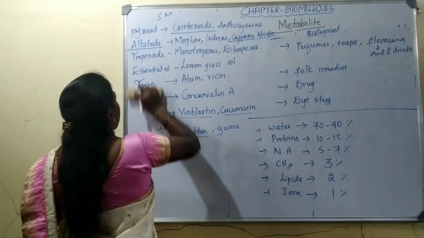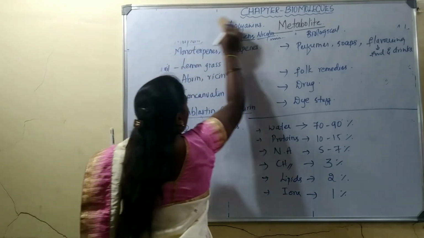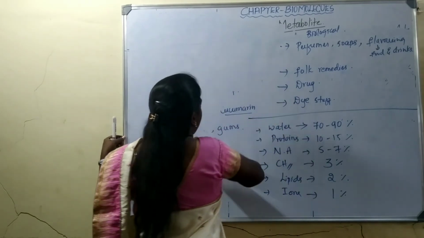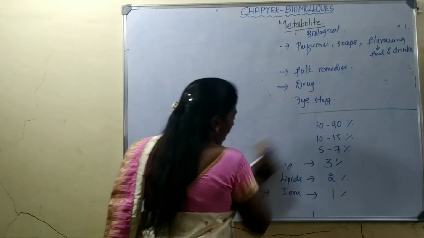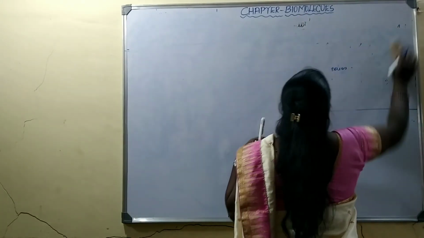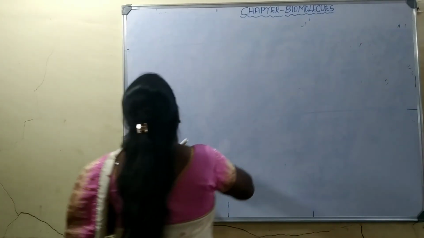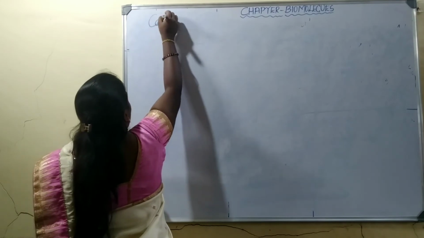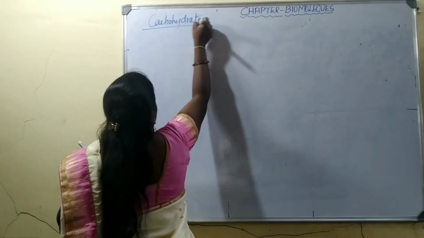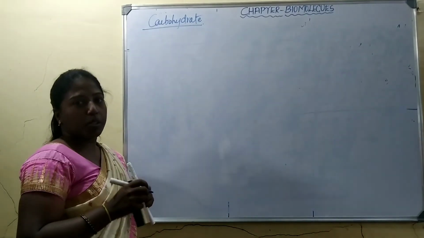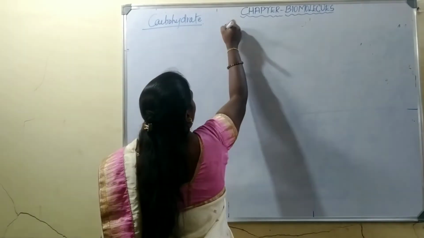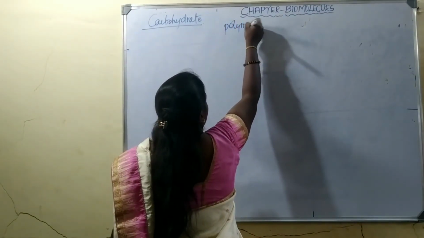So let us start with the role of biomolecules. Okay, the first biomolecule we are going to discuss is carbohydrates. Before studying the biomolecules, we are supposed to know the meaning of polymer, because while explaining the biomolecules, we are going to make use of the terms polymer and monomer.